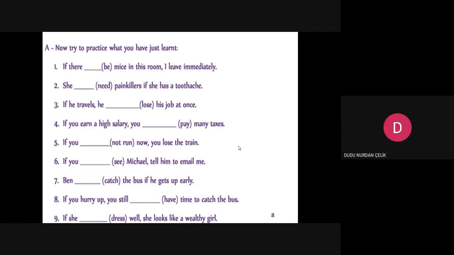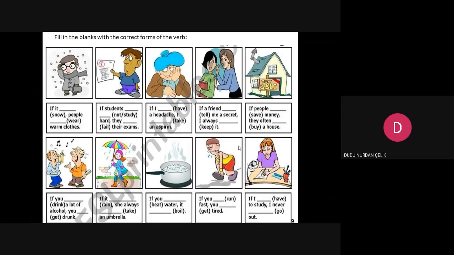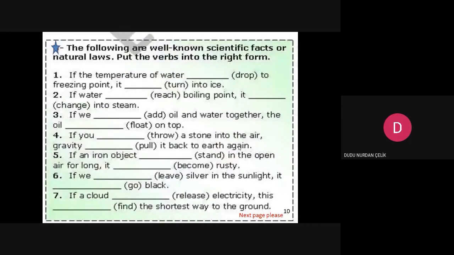Now here we have some exercises. We're going to do these exercises at home. It's homework for you. This page is also homework and this page is also homework. I want you to be careful, and if you have some missing parts that you don't understand, please listen and watch this presentation over and over again. Then you will understand. If you still have questions about this unit, you can write your questions on K-12. I can check it and answer you.